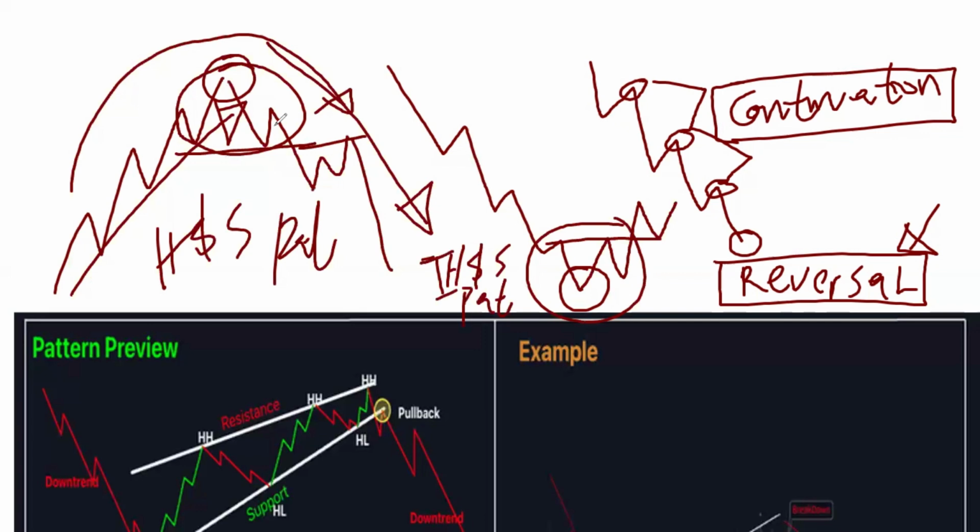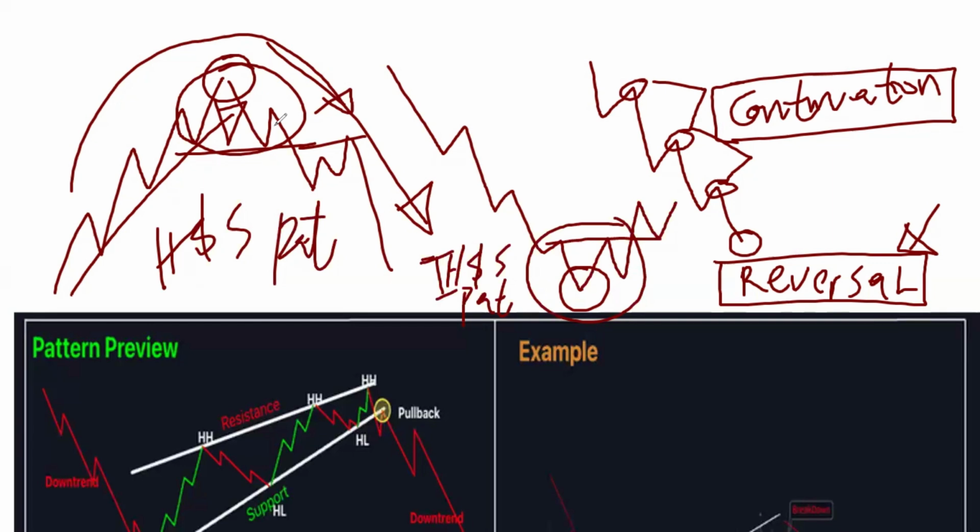It is very well used. Some people will call this change of character. They won't call it head and shoulder pattern or inverted head and shoulder pattern. What they will call it is change of character, a market shift. And then they will have so much English to it that you would literally forget that that pattern is actually head and shoulder pattern. But it is still the same thing. It's just a bunch of terminologies, a bunch of English. That is all it is.